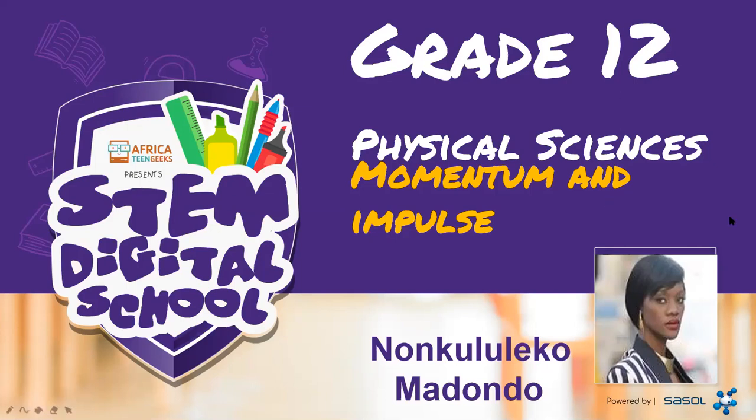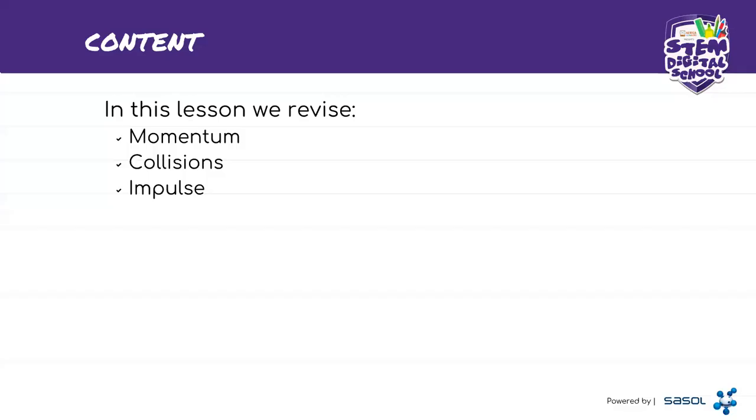So the content of this lesson, basically what we're going to be doing revision on: we're going to be doing momentum, we're going to be doing collision, and we're going to be doing impulse, because that's basically this chapter. Like I mentioned, we're starting from the top, which means that next week, you guys can also revise the next chapter that comes after this, okay? So these are the three things that we're going to be learning about today.